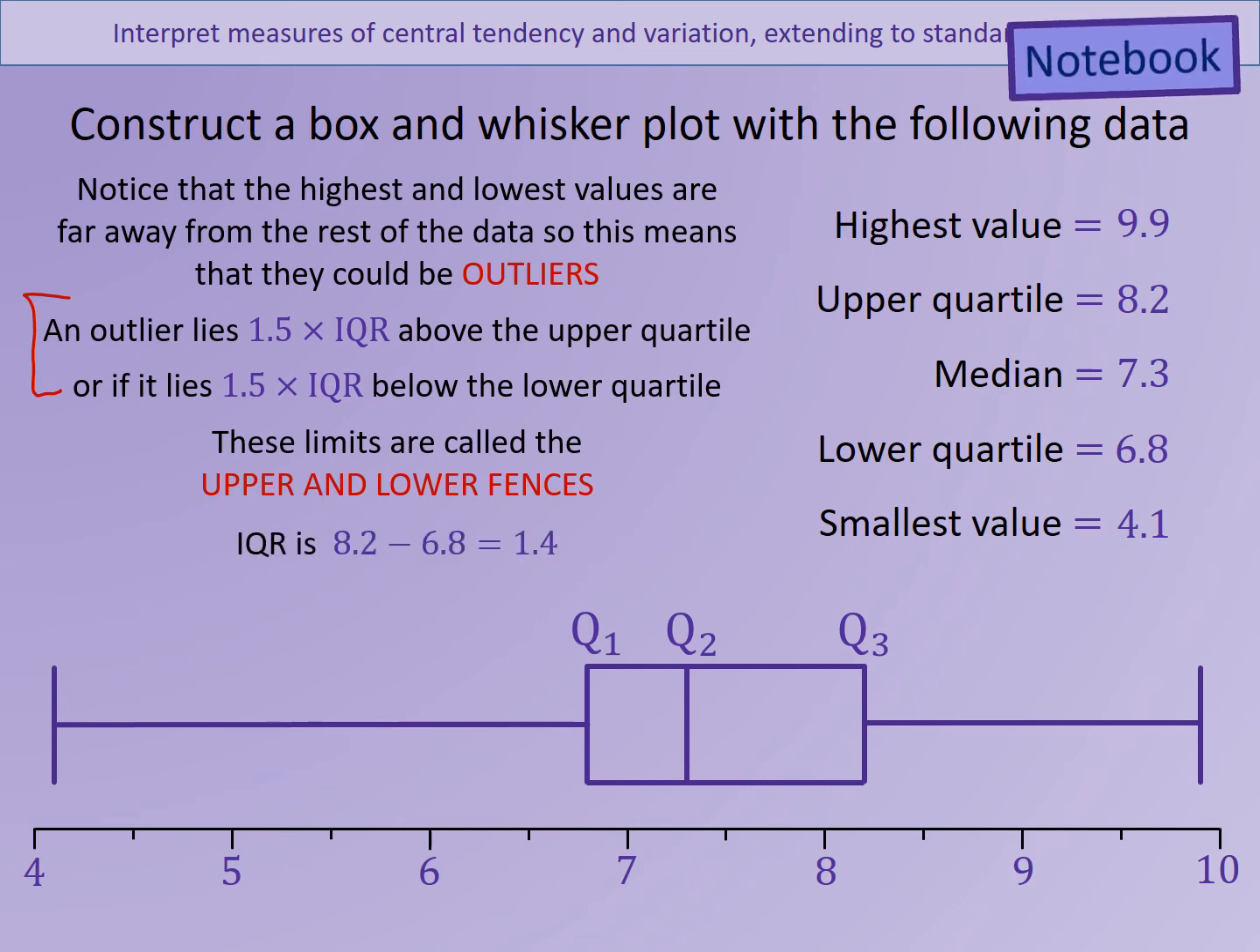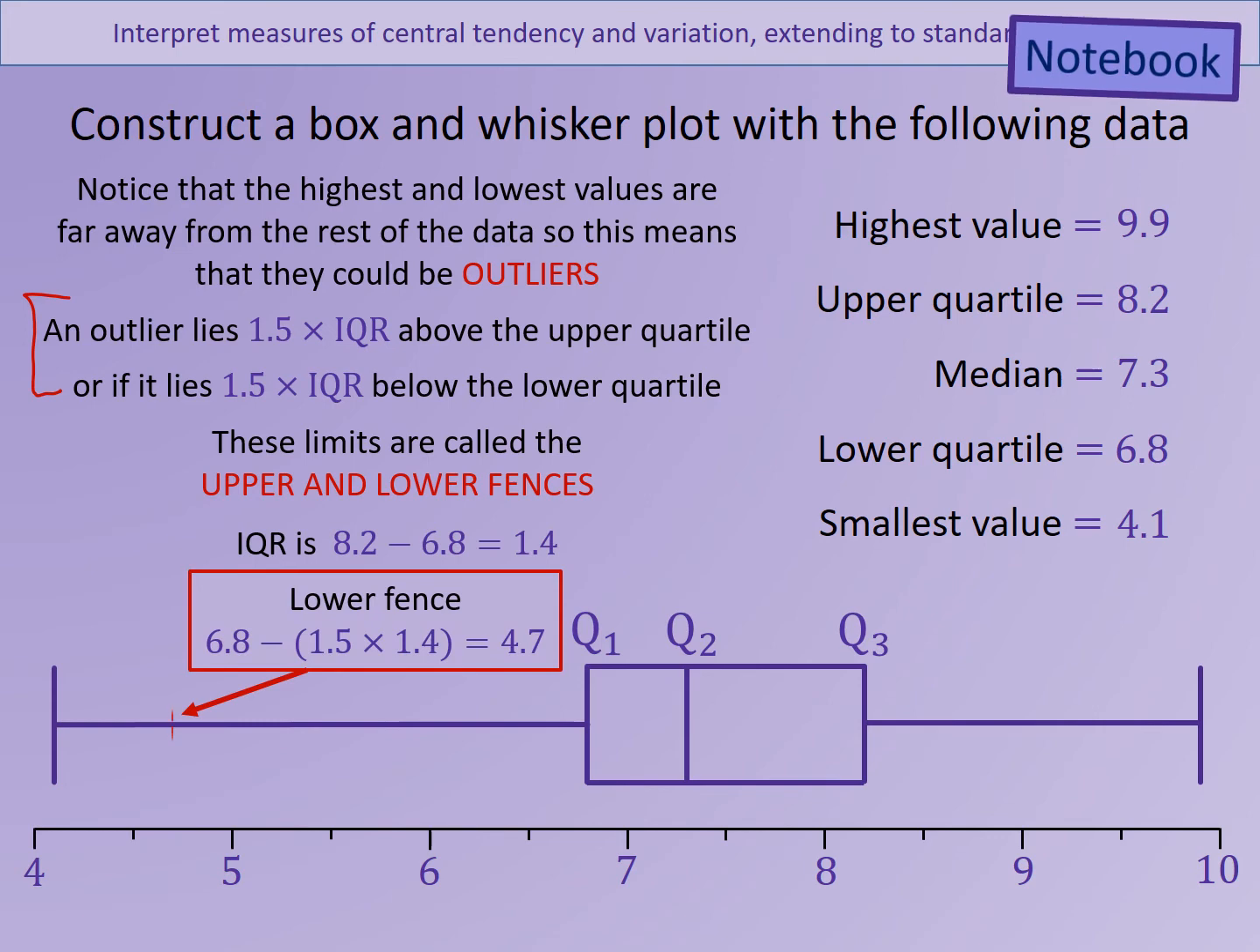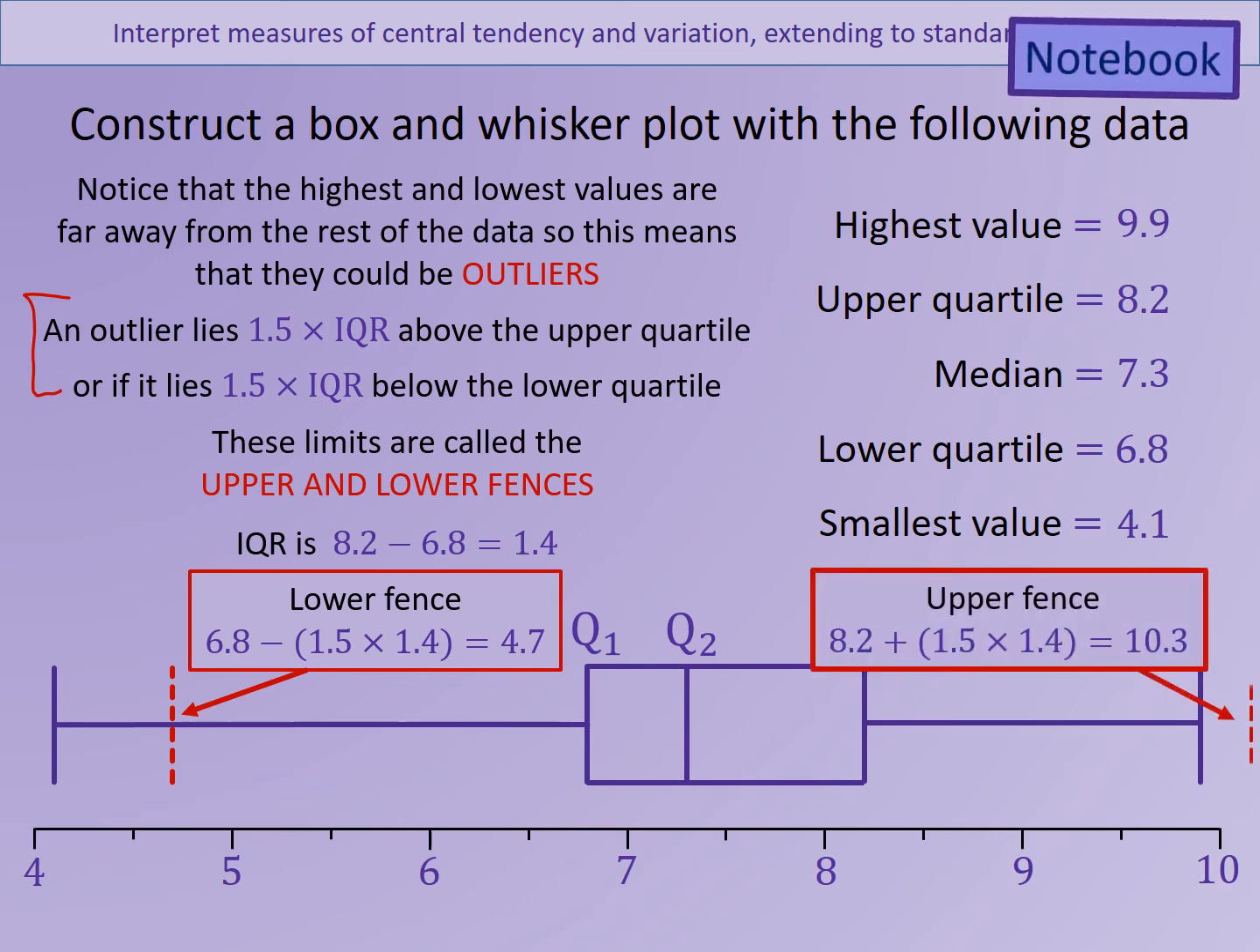So the interquartile range is 1.4, that's 8.2 subtract 6.8, and then we multiply that by 1.5, and that gives us our lower boundary mark there of 4.7. So any piece of data that lies below that would be classed as an outlier. And we can do the same on the other side. If we have our upper quartile 8.2 and we add on the interquartile range to that, you can see that that lies at 10.3.